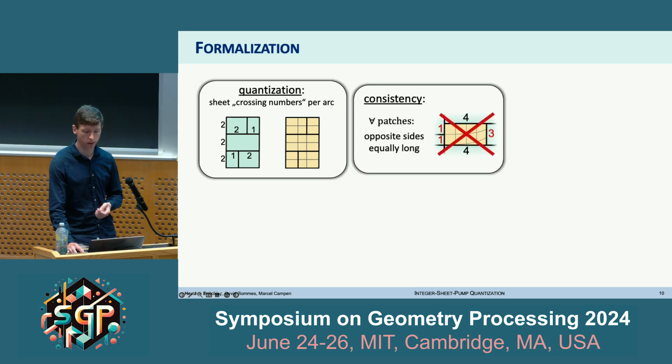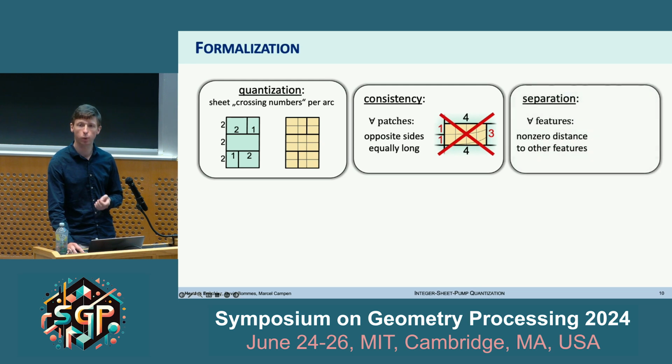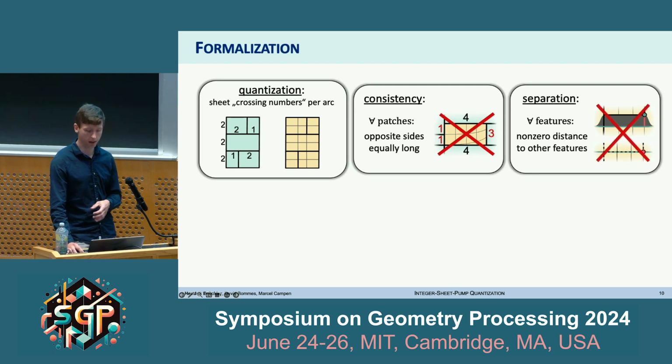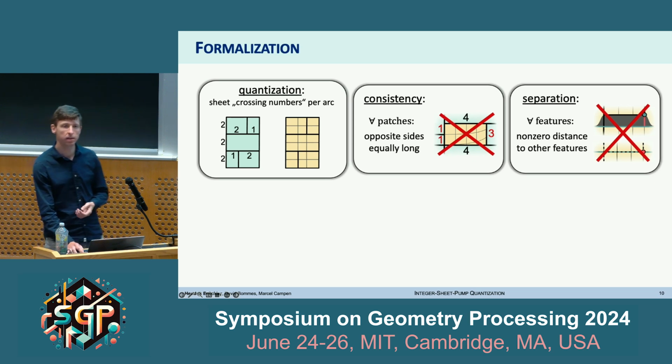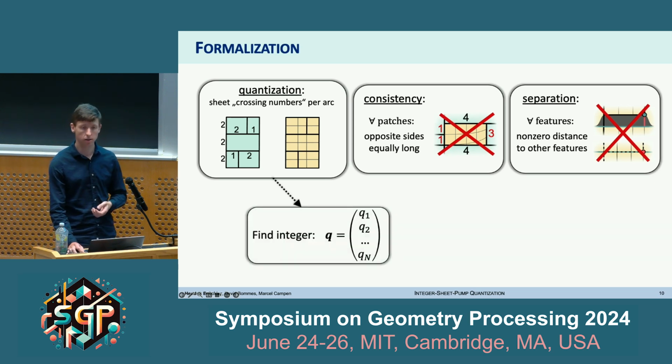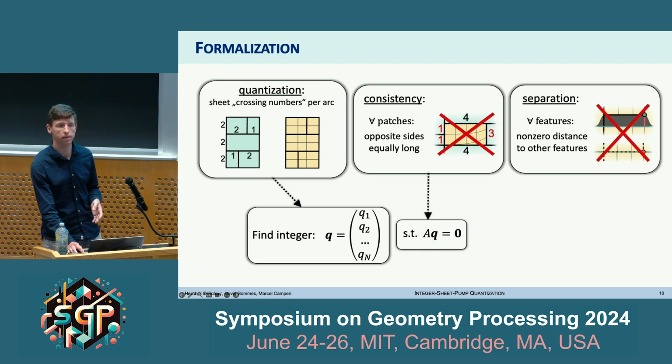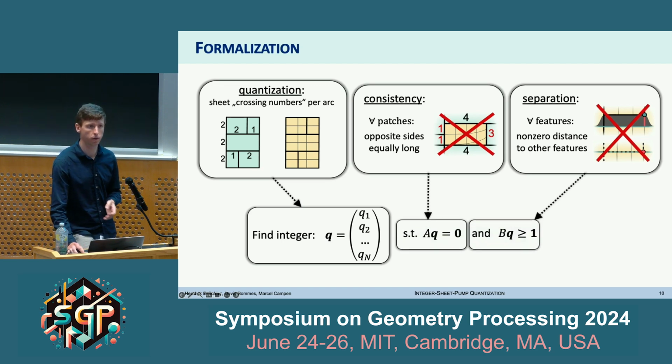Also, we need to require separation of features by at least one sheet passing in between them. Otherwise, a situation like this, with two features in dark green, would result either in holes in the output or in loss of features, and neither of this is acceptable. To then formalize this, we simply stack the arcwise integers into a vector and translate the consistency constraints into a linear equation system and the separation constraint into a system of linear inequalities.